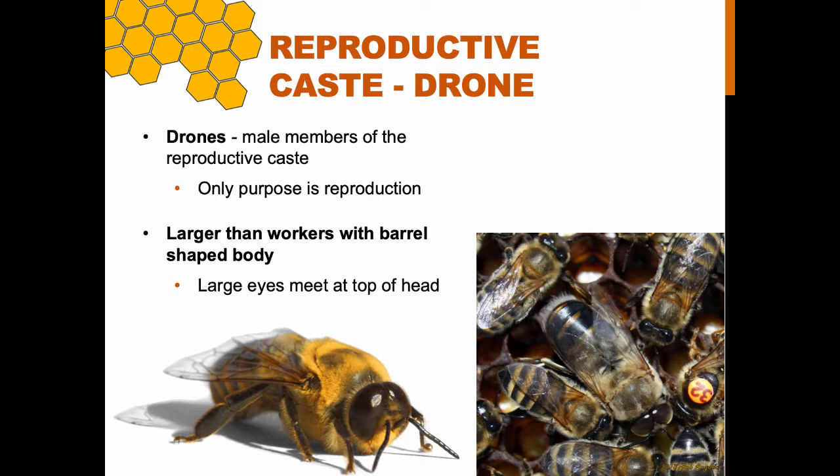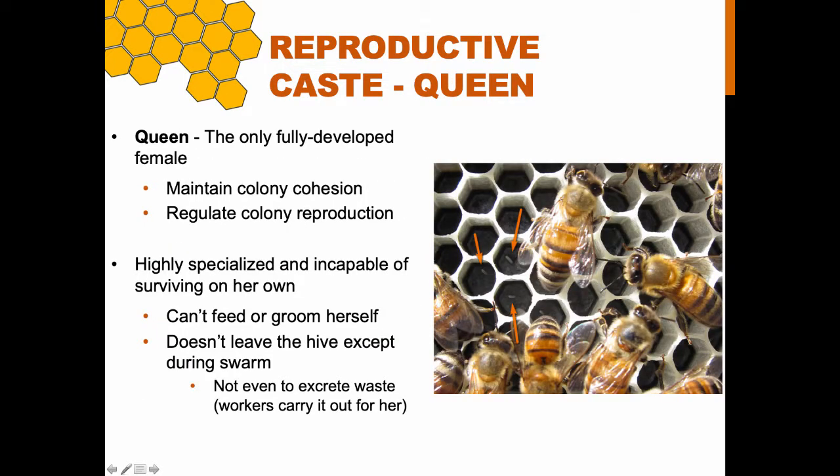You can tell a drone apart from workers and queens pretty easily because they tend to be large. They are larger than workers, slightly smaller than queens, and they have this really big, beefy, barrel-shaped body. So a really big thorax, large abdomen, and their eyes are really big. So if you look at this guy, you'll see that his eyes meet at the top of his head, which is unusual. If you look at these workers, they've got distinct eyes set on the sides of their head, but nothing on the top. Same thing with the queen, nothing on the top.